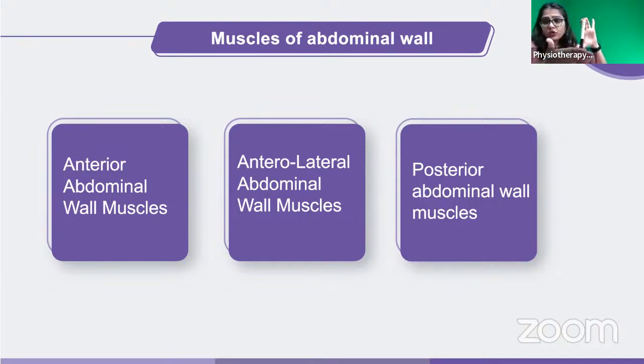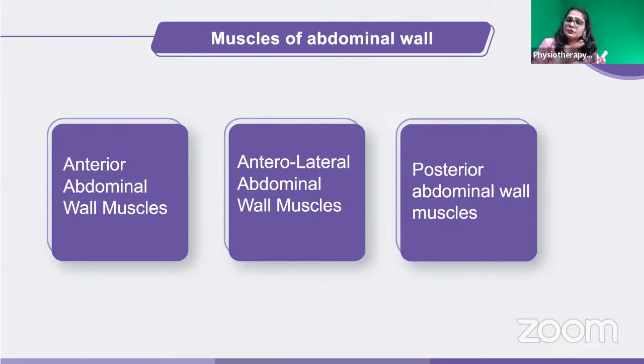This is the anterior to the vertebral column. This side is the posterior to the vertebral column, right? So whatever muscles are present anterior to this are your core muscles. Among these muscles, you have anterior abdominal wall muscles, anterolateral abdominal wall muscles, and posterior abdominal wall muscles, which are attached to the anterior side of the vertebrae. Whatever muscles are present posterior to this become your back muscles.